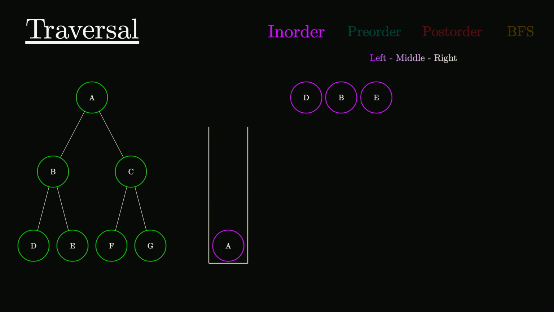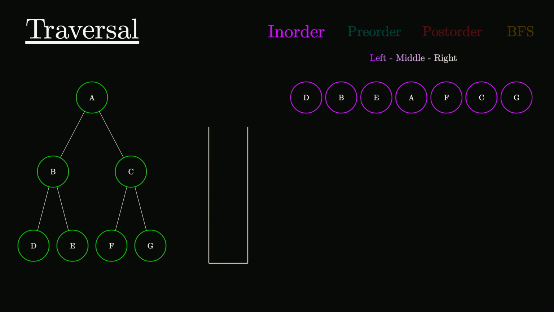Since A's left subtree has been fully explored, we now add A to the array and continue this process with the right subtree. Going down to the left, add C, then F to the stack. Add F to the array and pop it from the stack. Backtrack to C and add C. Traverse right to G, add G. Backtrack to C again and pop it since we were done. Backtrack to A again and also pop it. With an empty stack, in-order traversal is complete.